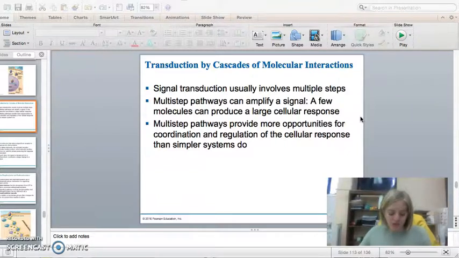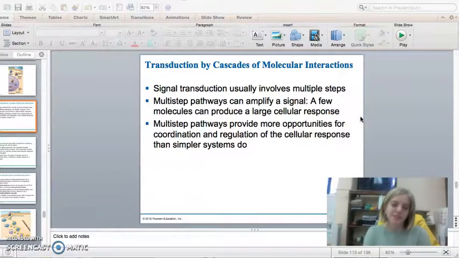So usually when we talk about transduction, the receptors for the signal molecule are plasma membrane proteins, and they receive the signal, and then that ligand binding signals a whole long series of steps known as a transduction cascade. And this is a multi-step pathway.